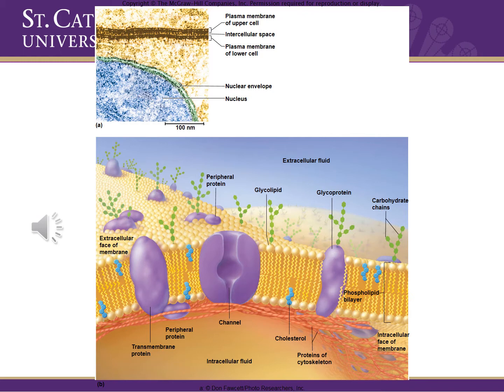Substances that have a harder time passing through are oftentimes large in size or have an electric charge. These molecules often need help from channels or carrier proteins to get into or out of the cell.